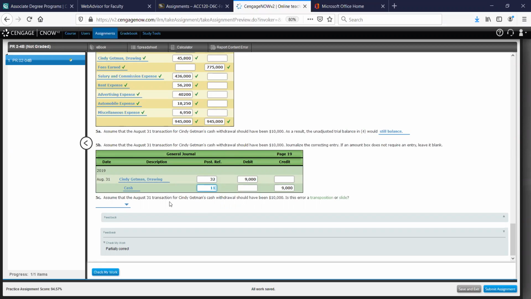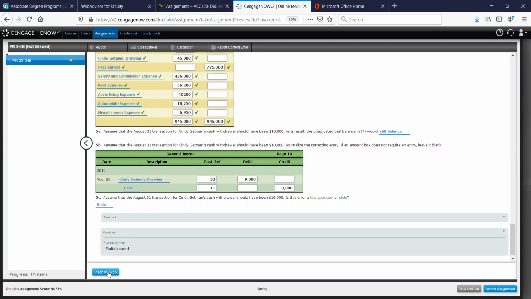And then in part C, it says, assume that the August 31st transaction for Cindy Getman's cash withdrawal should have been 10,000. Is this error a transposition or a slide? It's considered to be a slide because you did not add an extra zero in. So you originally recorded 1,000. It should have been 10,000. So this is an example of a slide. If it's a transposition error, you would have reversed some numbers out. So the answer to this blank is that it's a slide.